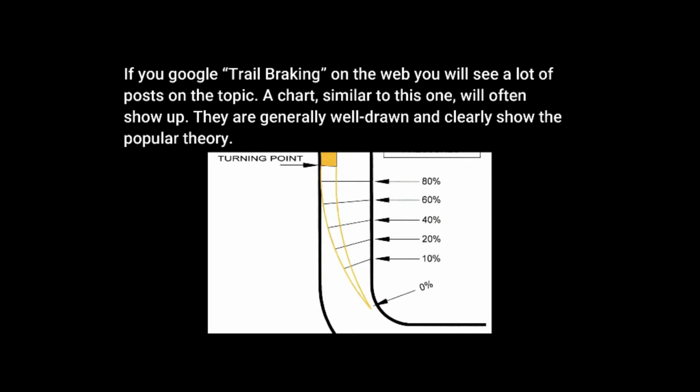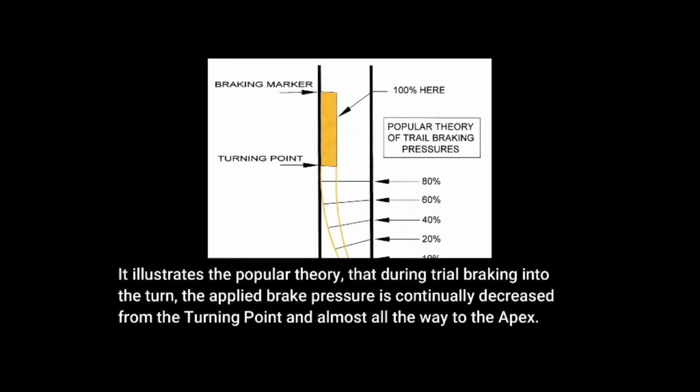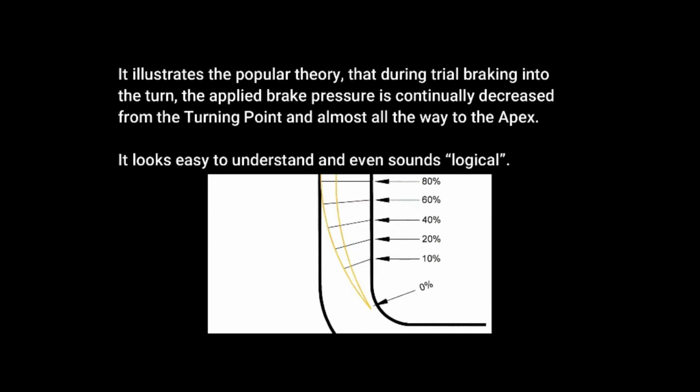A chart similar to the one shown here will often show up. They are generally well drawn and clearly show the popular theory of trail braking. As you can see, the applied brake pressure is continually decreased from the turning point and almost all the way to the apex. This pattern is easy to understand and even sounds logical.